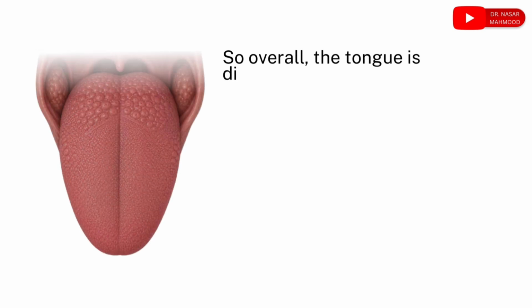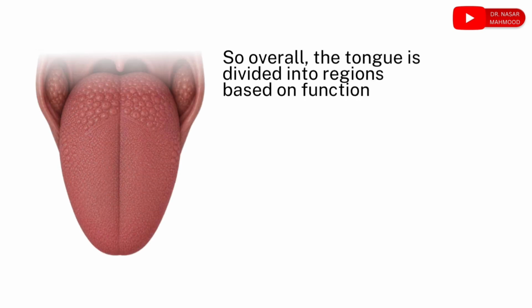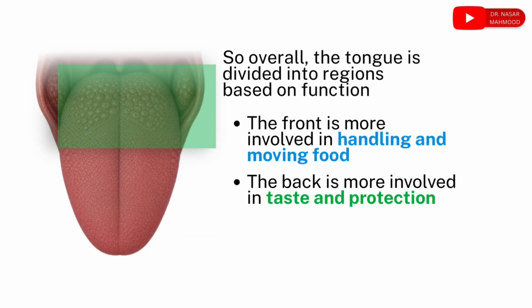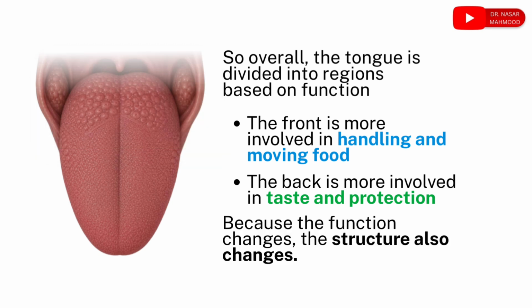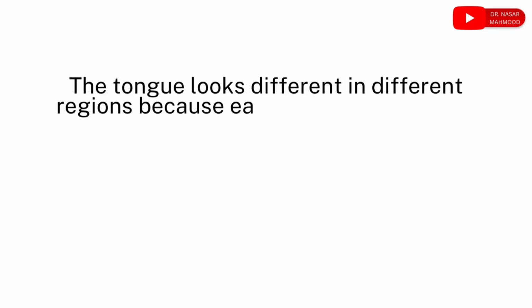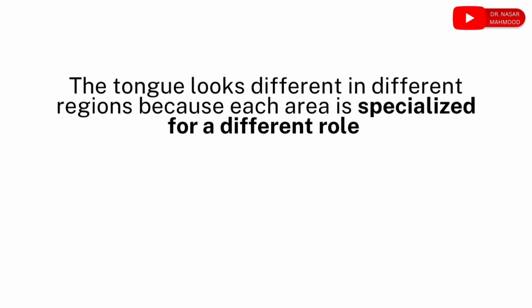So overall, the tongue is divided into regions based on its function. The front is more involved in handling and moving food. The back is more involved in taste and protection. Because of its functions, the structure also changes. The key point to remember is this. The tongue looks different in different regions because each area is specialized for a different role.